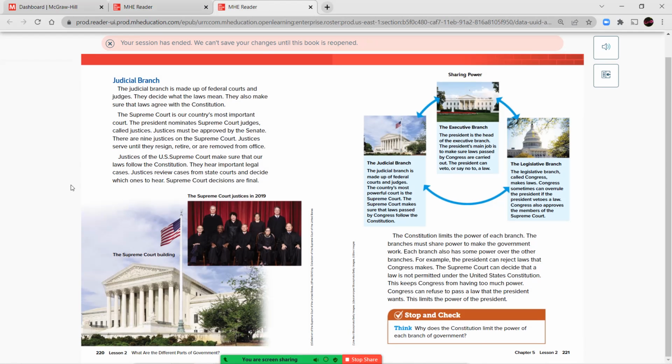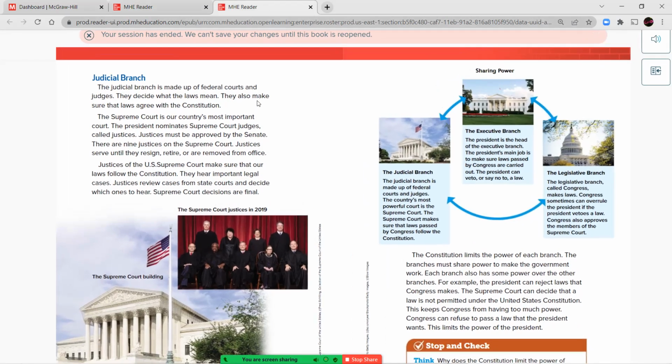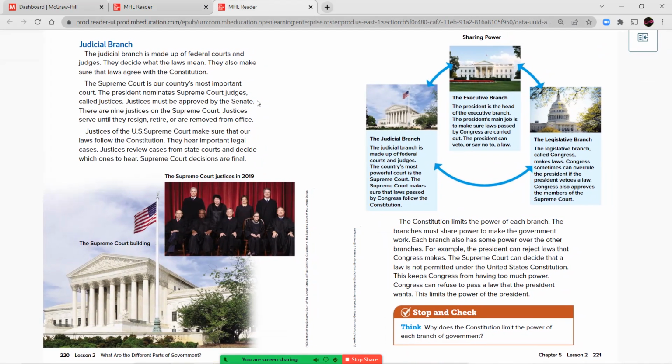Now we're going to discuss the judicial branch. The judicial branch is made up of federal courts and judges. They decide what the law means. They also make sure that the laws agree with the Constitution. The Supreme Court in our country is our country's most important court. The president nominates Supreme Court judges called justices. Justices must be approved by the Senate. There are 9 justices on the Supreme Court.